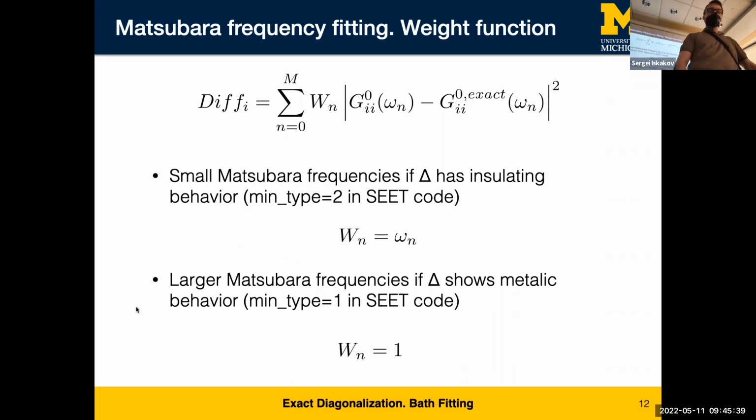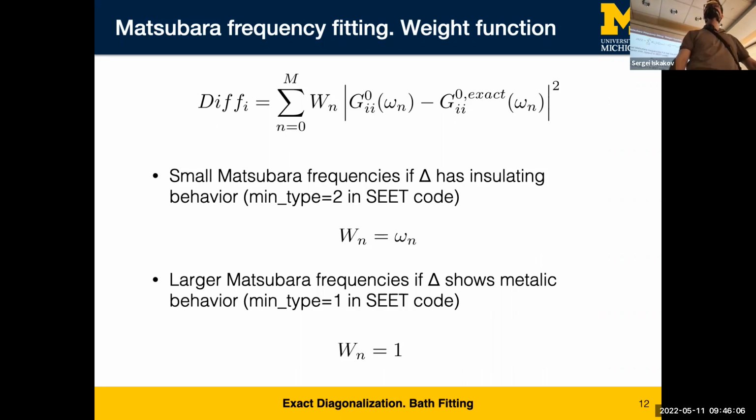And we have another option that has, I think, something like square root of omega as a weight function for the rest. It's a trade-off between the high frequency part and the low frequency part, and that basically ensures that, more or less, you capture the middle part of your hybridization function.